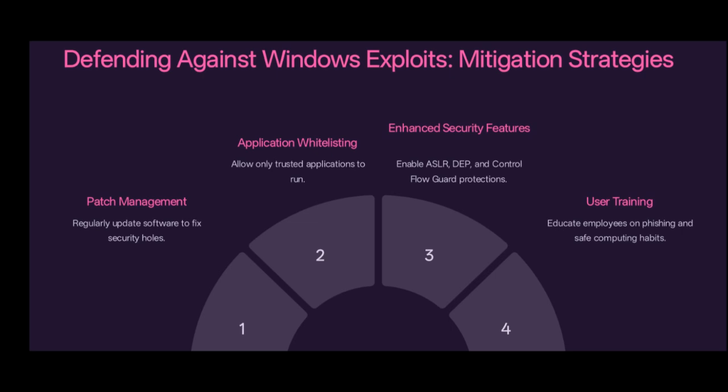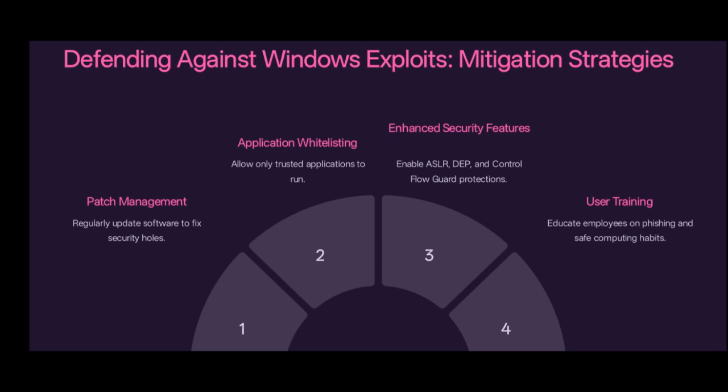5.2 PrintNightmare, CVE-2021-34527. Exploit: abuse of the print spooler service for RCE. Mitigation: disable print spooler on non-printing devices, apply Microsoft hotfixes.